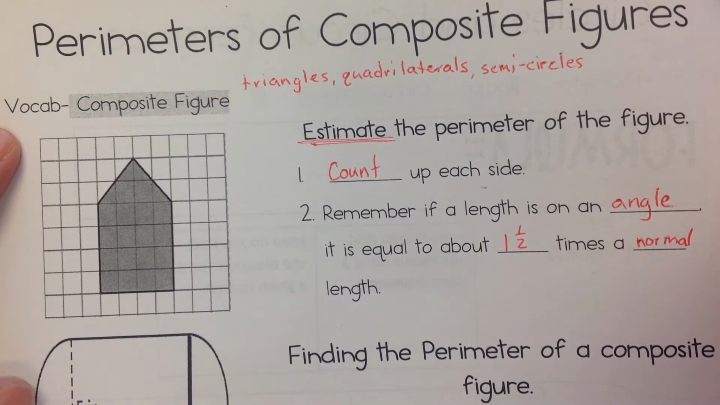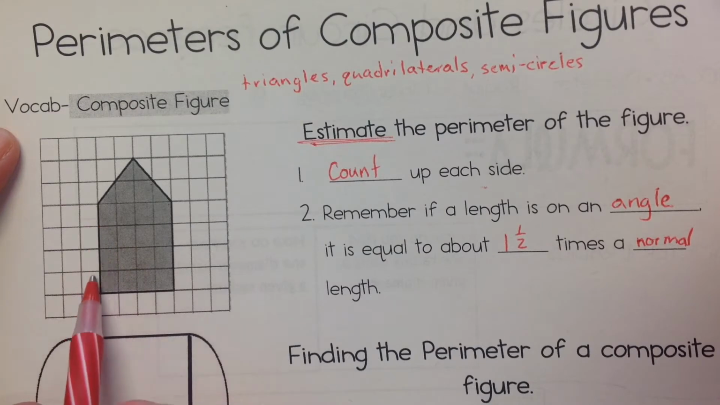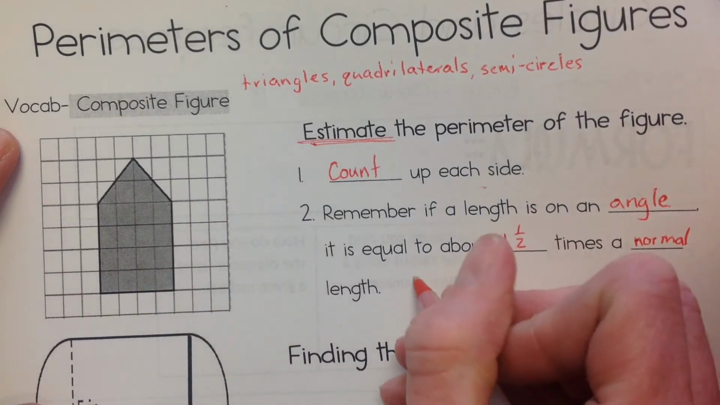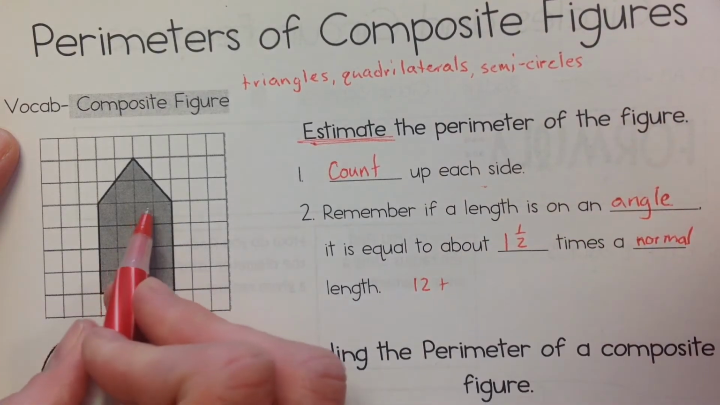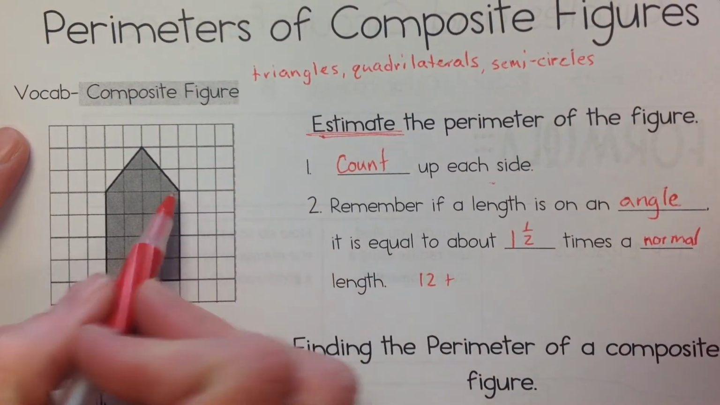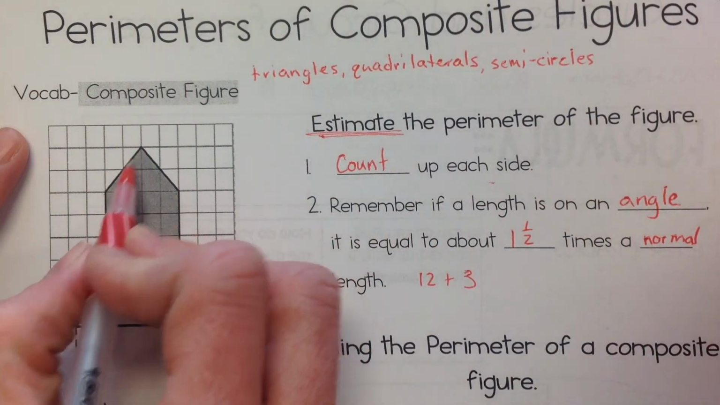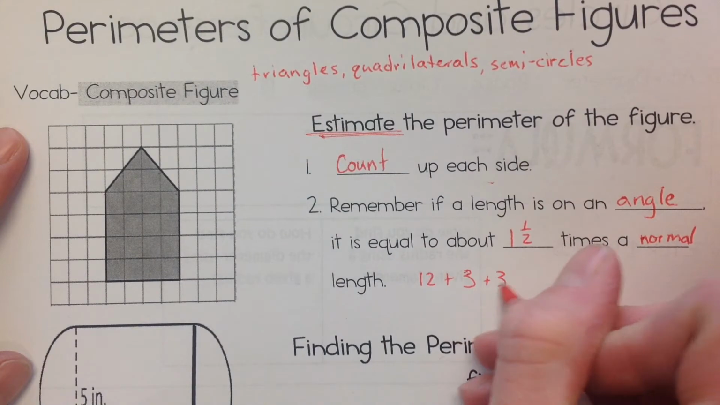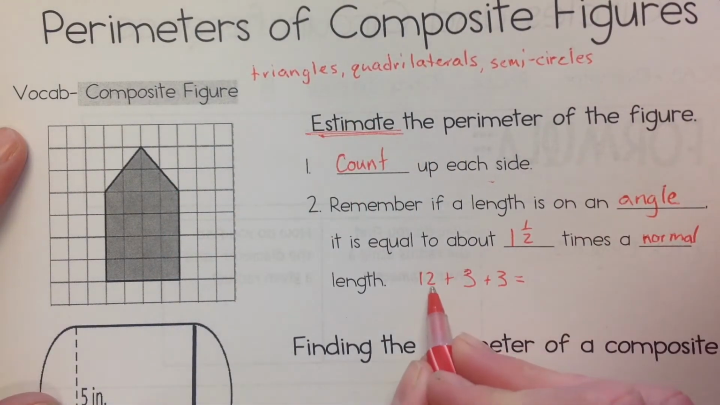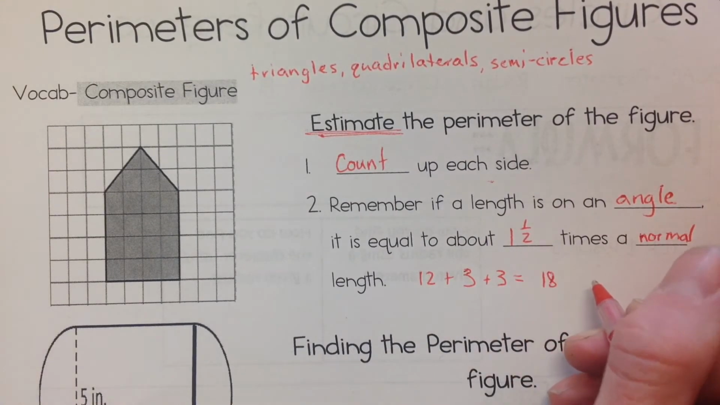So we're going to just count. And I'm just going to count the outsides of each one of these is worth 1. So 1, 2, 3, 4, 5, 6, 7, 8, 9, 10, 11, 12. So I have 12. And remember, to find the perimeter of something, we add. So I'm going to add that. And I'm going to say, okay, well, here's 1.5. Another 1.5 makes 3. Here's 1.5. Another 1.5 makes another 3. And so the perimeter of this composite figure, or us estimating, would be close to what? There's 12, 15, 18. So we would call it 18.